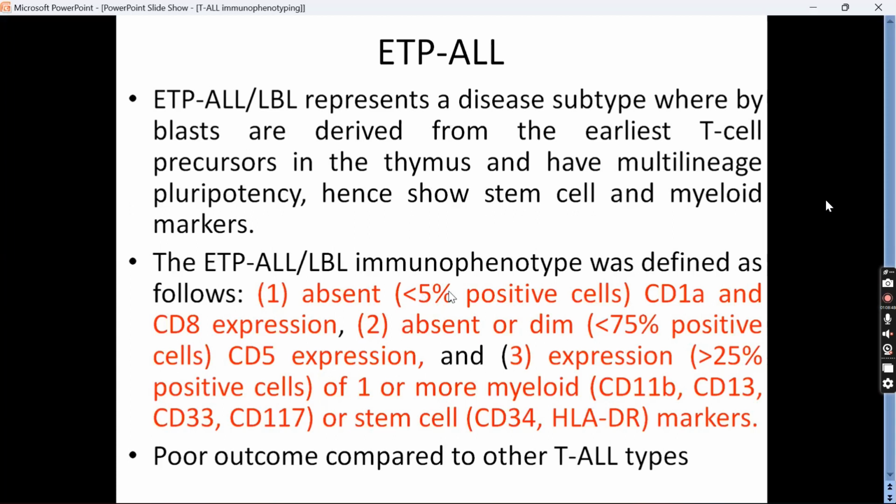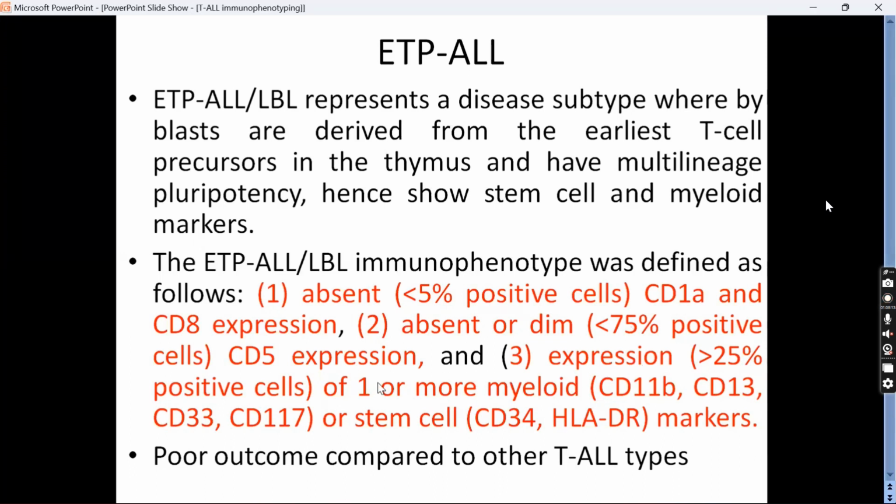Once it satisfies that, the second point is CD5 expression should be absent, or the expression should be less than 75%. The blast should show only CD5 expression of less than 75%. It should be either negative, or if the blast is showing CD5 expression, it should be less than 75%. So that is the second criteria.